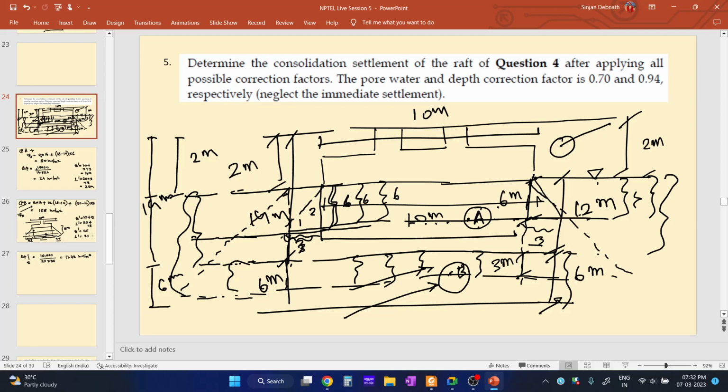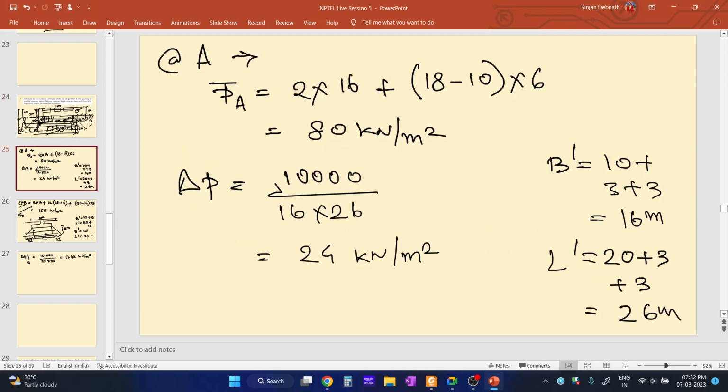So the additional load that is being caused due to 10,000 kilonewton is much more in case of point A. At point A, the additional stress is much higher because it is much shallower. It is nearer to the base of the footing. But the effective overburden pressure is lower.